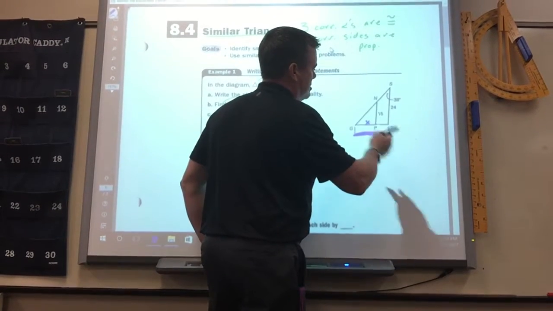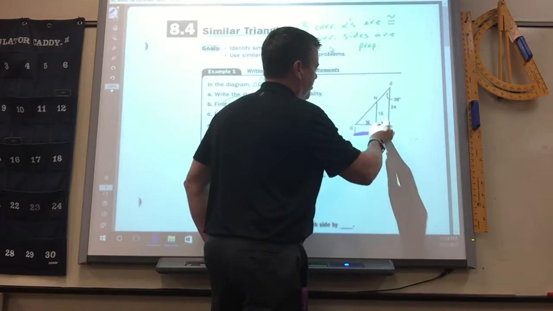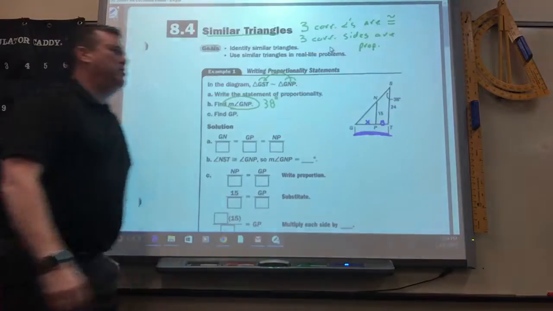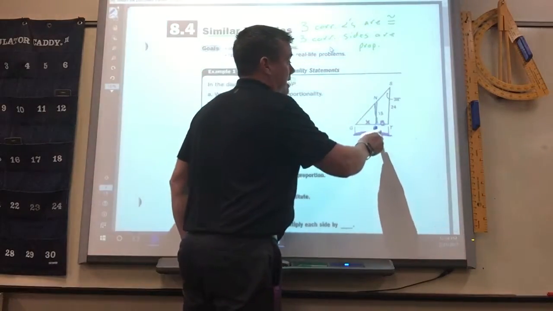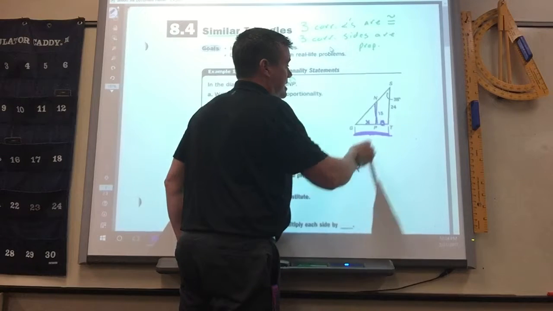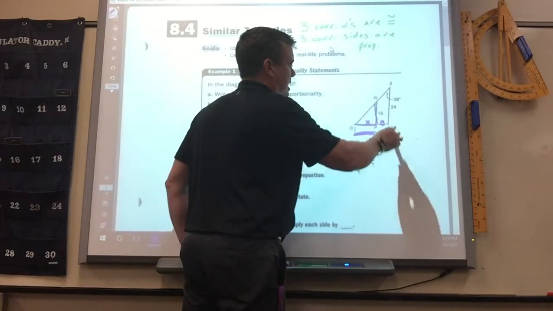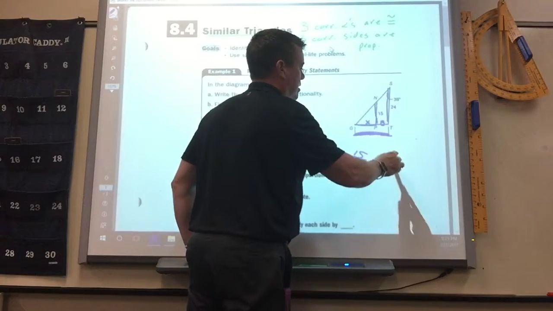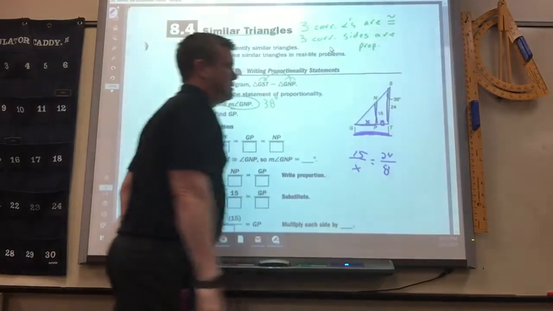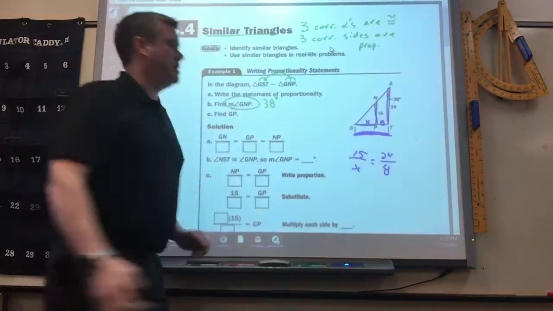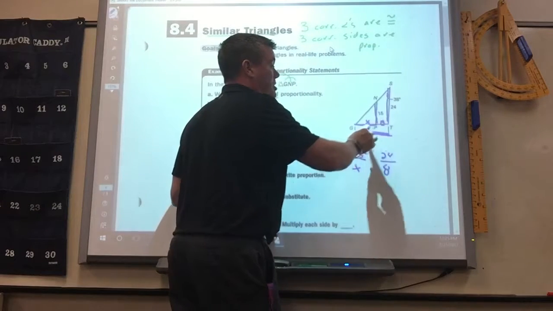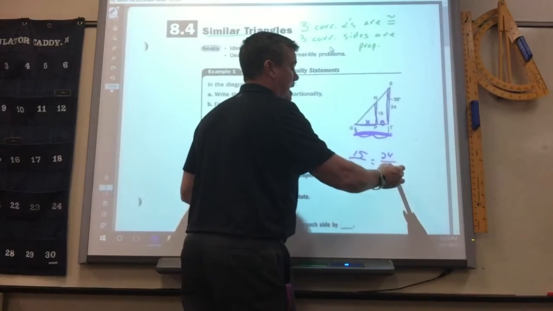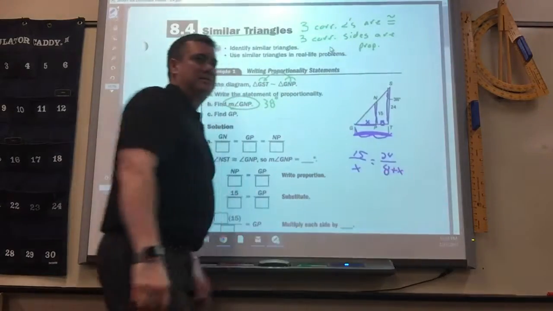Let's say this is, here's where people get messed up. You start off again, 15 is to X, and then they'll say 24 is to 8. That's not the same pattern because 8 is only part of this side. The whole side in this case is 8 plus X.